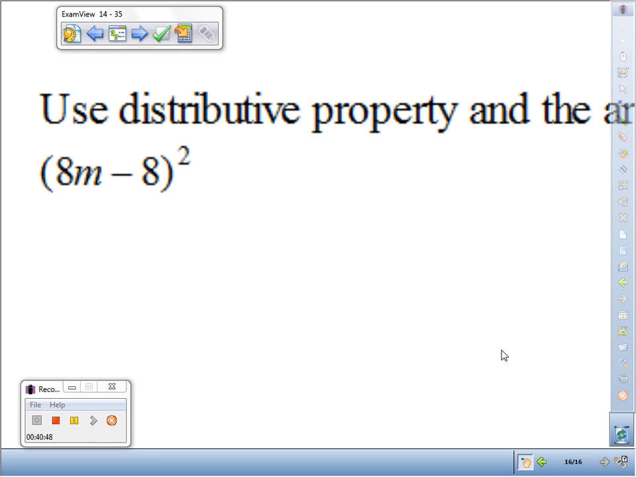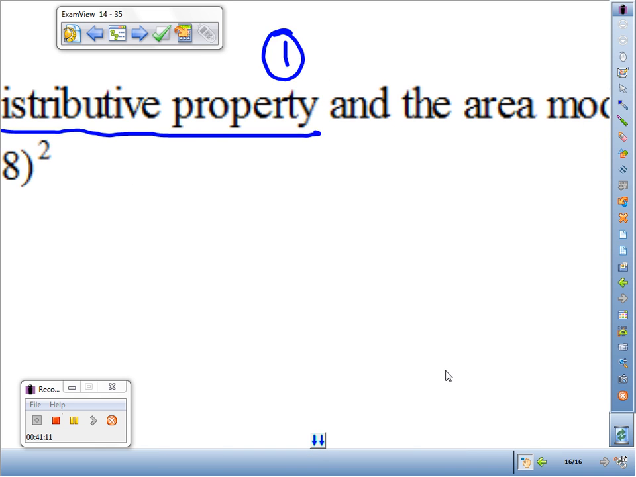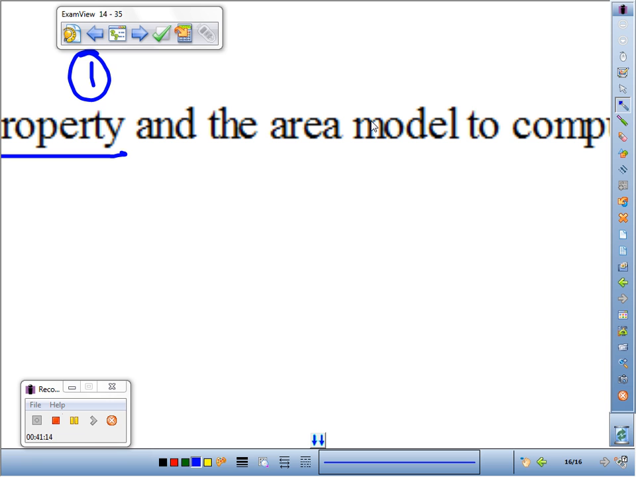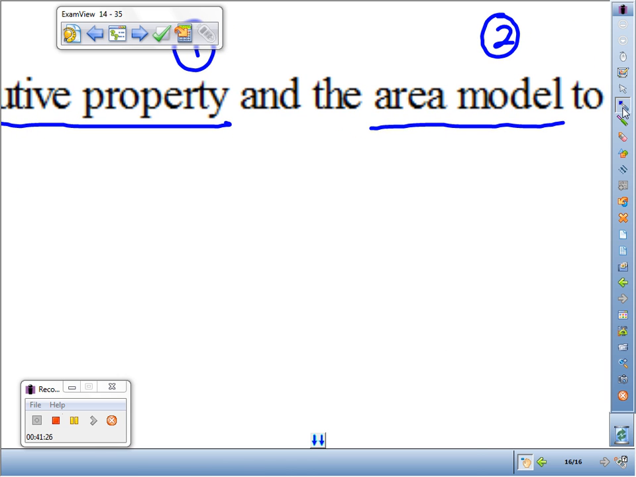Okay. For this one, look up, please. Some of you know what to do, you just don't follow directions. It says, use distributive property. That's one thing. Put a little 1 so that you know that's one thing. But what is the second thing? And the area model. That's the second thing you need to do. Some of you totally skip that. So, we need to do those two. Underneath where it says area model, I want you to draw an area model.